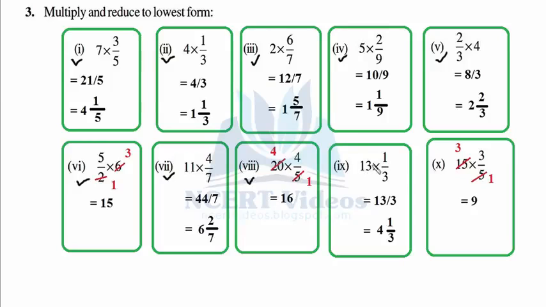Now here 13 is a prime number. So 13 over 3, and 3 4s are 12 and 1 is the remainder. Therefore 4 and 1 over 3 is your answer for the ninth part.